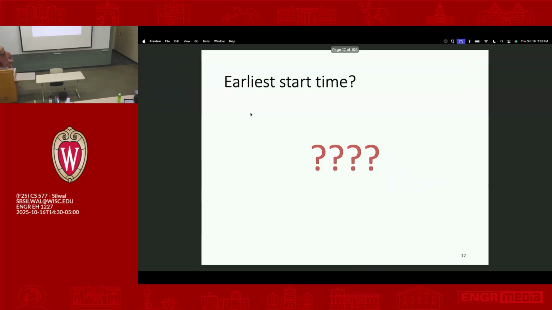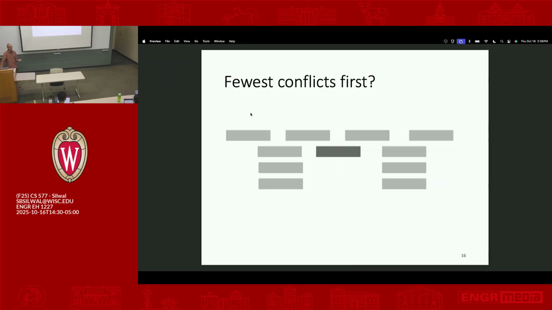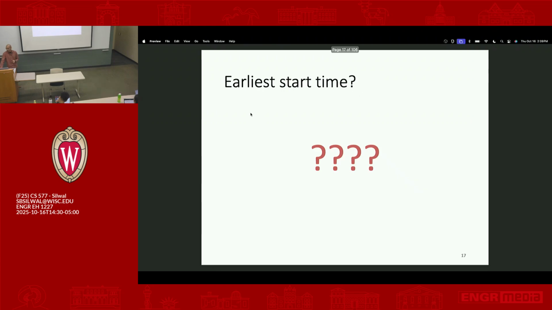And you might say, I'm going through a few examples, so how do I know which one to try? Well, that's the fun of algorithm design. You have to come up with a strategy, and maybe some of them work, maybe some of them don't. Okay, what about this one, earliest start time?